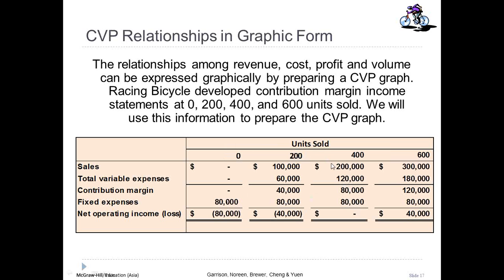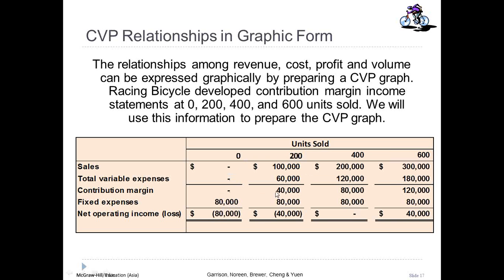We create this chart. Units sold: 0, 200, 400, 600. Okay, there's your units. Here's your sales value. If you have 0 sales, you have 0 sales revenue. No variable expenses, but you're going to have fixed expenses of this. Makes sense? 0 units sold, no revenue coming in, no variable expense, no contribution margins, pure fixed costs.